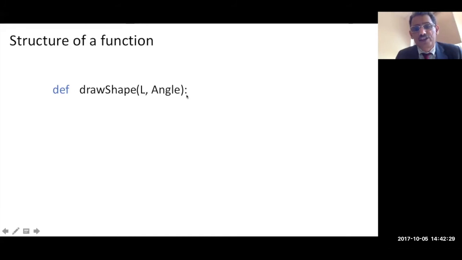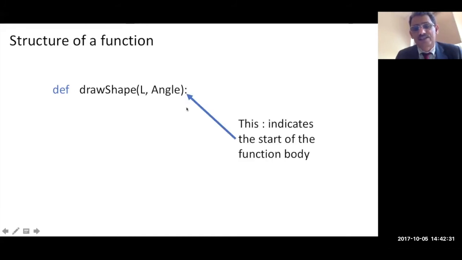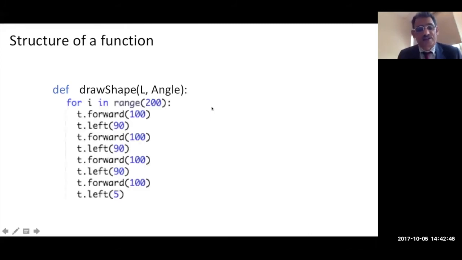Now, this colon is important. It tells us that the code that belongs to this function is coming next. So this declares the start of the body of your function. And this comes here, this is the body of our function, which has the same thing. We just brought back all our things.